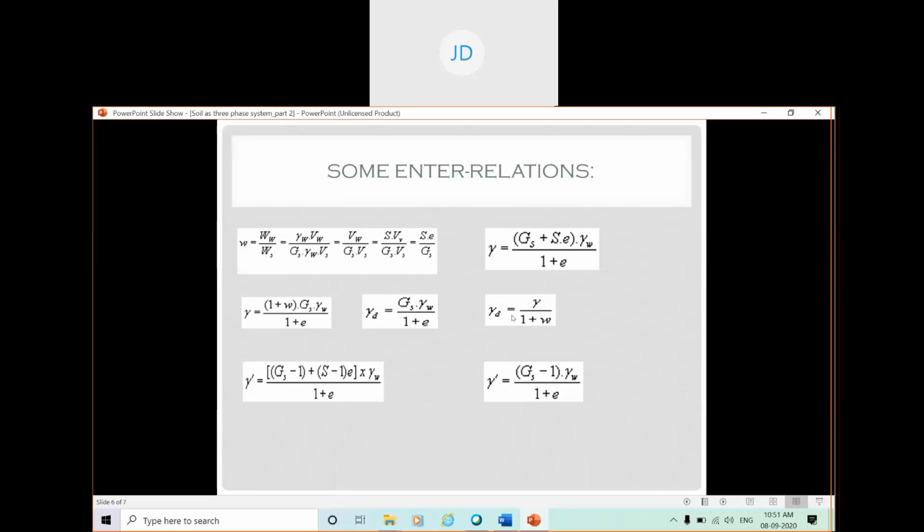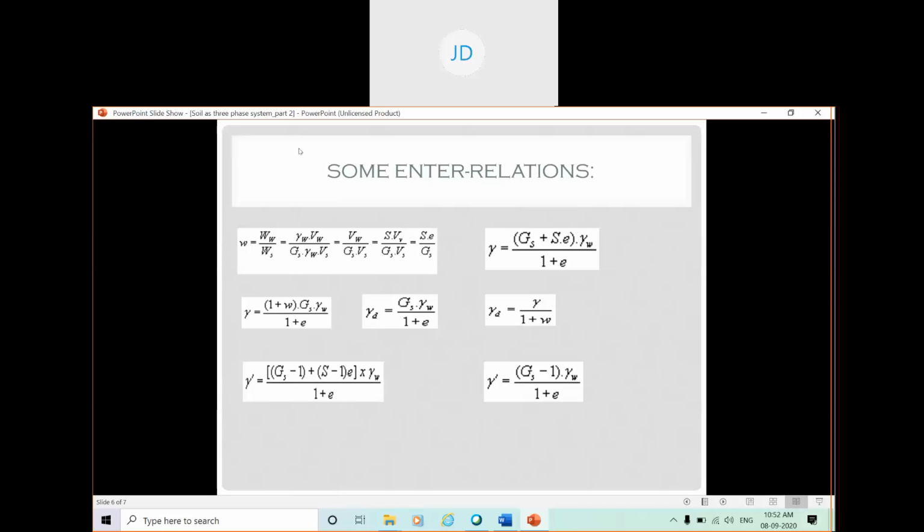How many? 1, 2, 3, 4, 5, 6, 7. I advise you to at least try to remember the first and second, this one, and this. It's better to memorize these things.